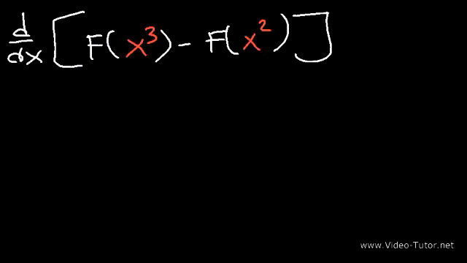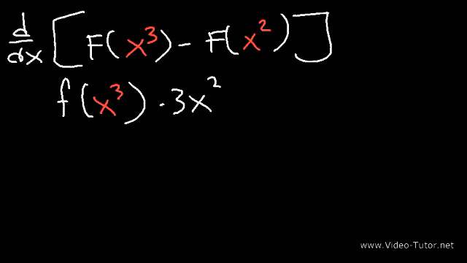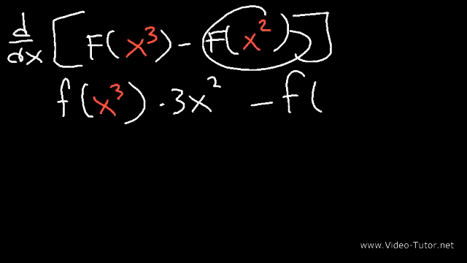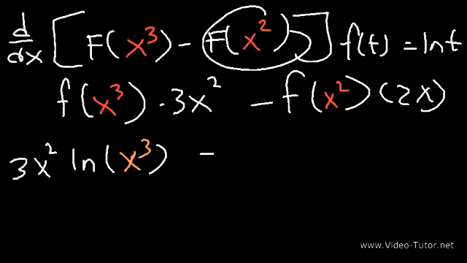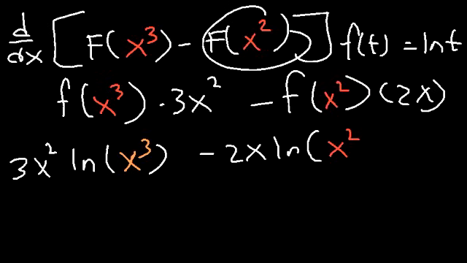So the derivative of this expression is going to be lowercase f of x cubed, and then times the derivative of the inside, which is 3x squared. And then for this one, it's going to be minus f of x squared times the derivative of x squared, which is 2x. And we said that f of t is ln t. So this is 3x squared ln x cubed, and then minus 2x ln x squared. And so you get the same answer.